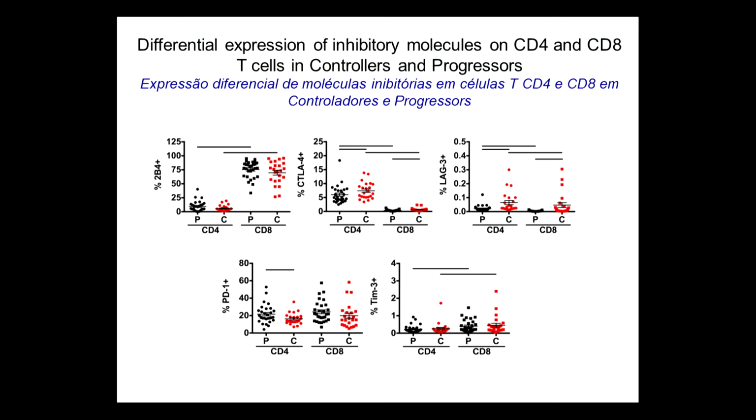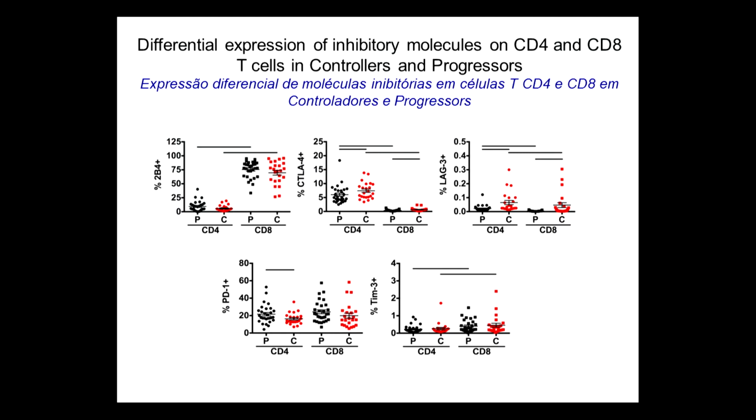TIM3. Now, what you can see, for example, is that 2B4 is much higher expressed on the CD8 T cells, both in controllers and progressors, compared to CD4 T cells. But in contrast, CTLA4 is almost not expressed on CD8 T cells, but a lot on CD4 T cells. And then we have other ones, like LAG3, that is kind of equally expressed on CD4 and CD8 T cells, or PD-1 is also pretty equally expressed on CD4 and CD8 T cells. So these are the bulk cells, these are not the antigen-specific cells yet, right?